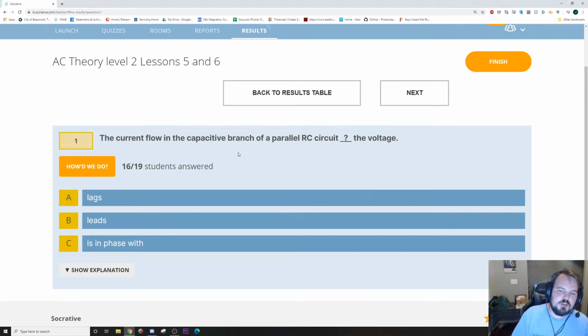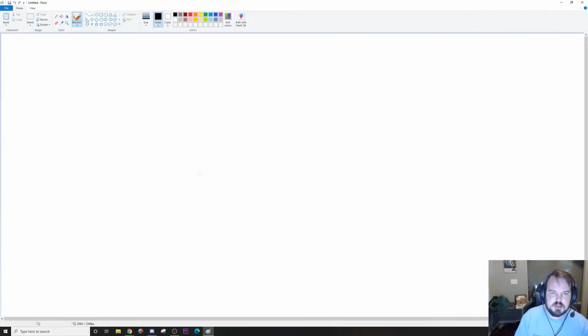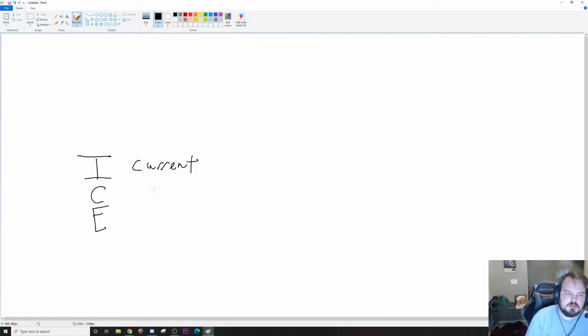Alright. Current flow in the capacitive branch of a parallel RC circuit blank the voltage. So, what we left off on the last lesson. Let's open up Paint again. Speaking about current flow, remember ICE. Current, voltage, capacitance.